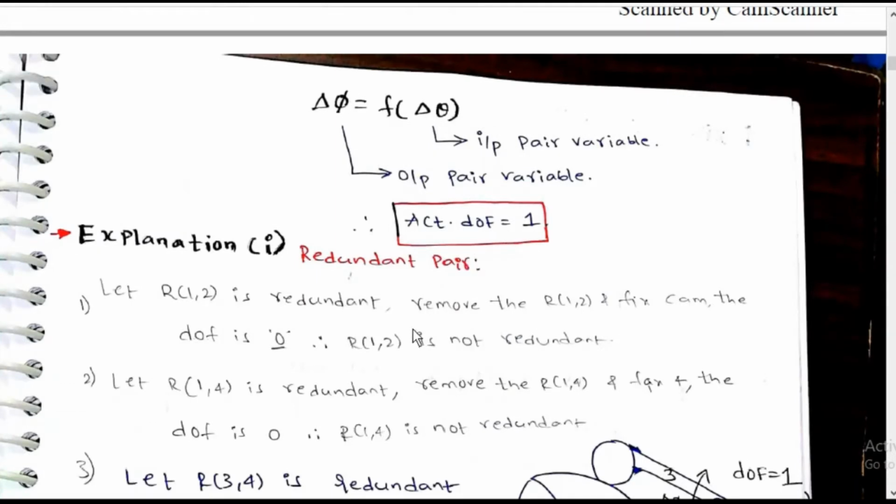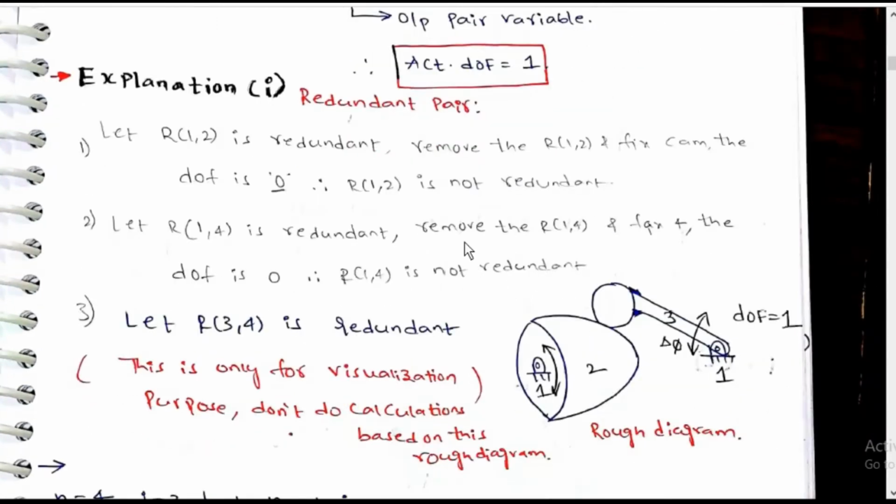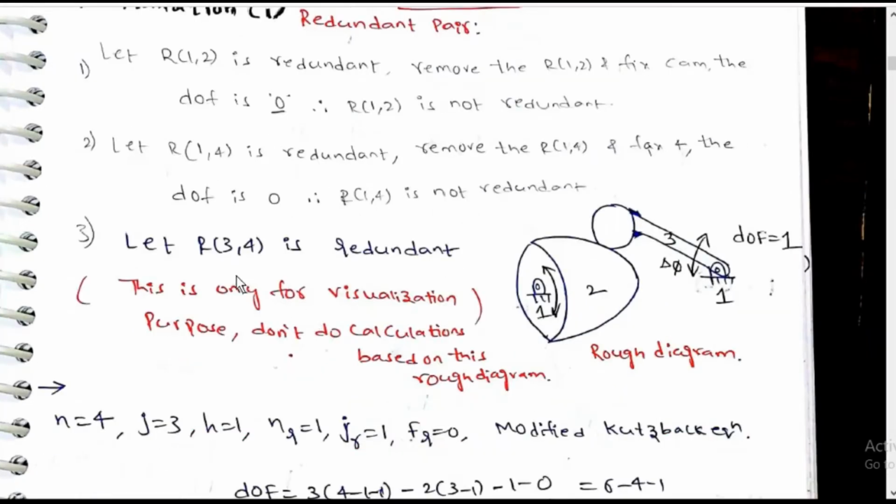Explanation: redundant pair. Let R12 be a redundant pair. Remove R12, fix cam, then the degrees of freedom is 0. Therefore R12 is not a redundant pair. Let R14 be a redundant pair. Remove R14 and fix 4. The degrees of freedom is 0. R14 is not a redundant pair. Fix R34 here.